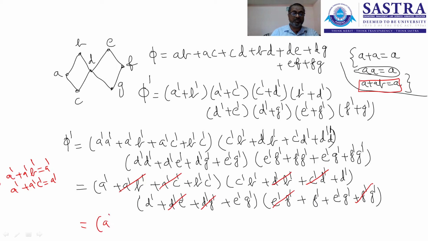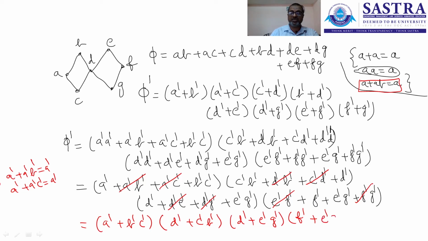So I have the term (A' + B'C') multiplied by (D' + C'B') multiplied by (D' + E'G') multiplied by (F' + E'G'). So now what I have to do is just rewrite this in terms of a sum of some Boolean expressions. So now I will write this down again in the next slide.